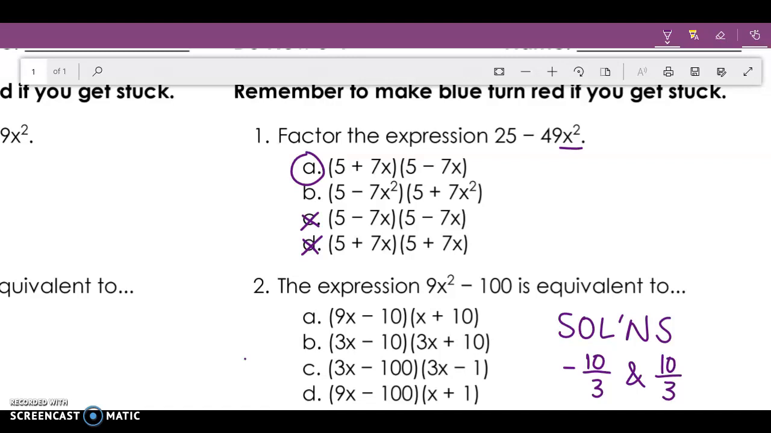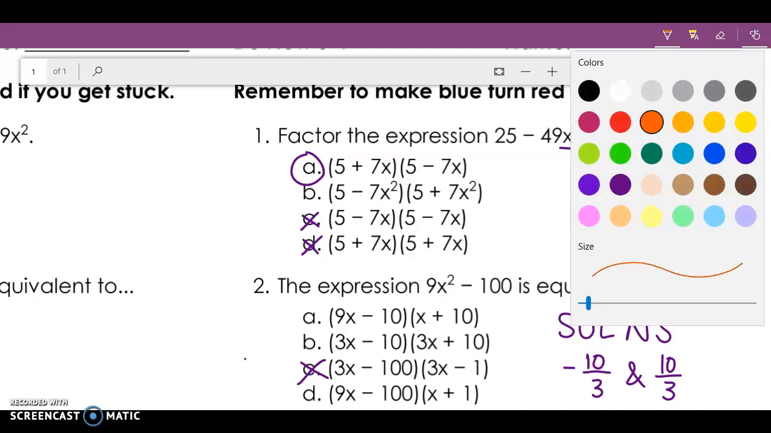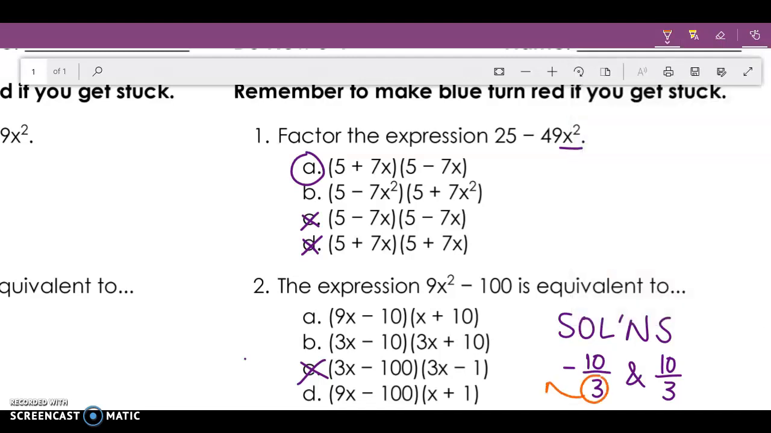Here again, because of a negative and a positive solution, that means we need a plus and a minus factor. So remember, you just take the bottom number and slide it in front of your x. So slide it in front for your term there, and then we've got 3x plus 10 and 3x minus 10. For question number 2, you should have answered B, okay?